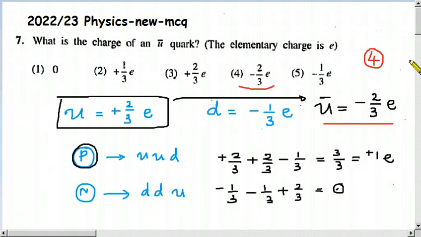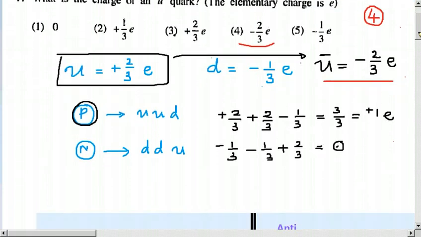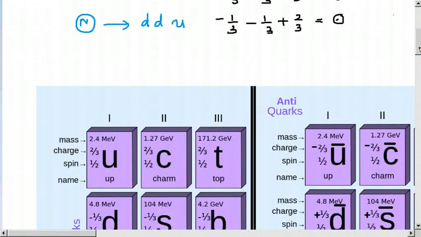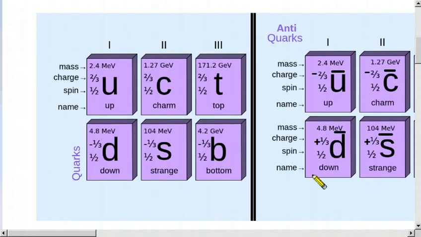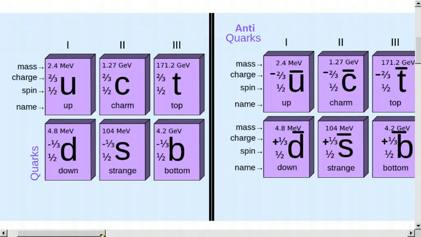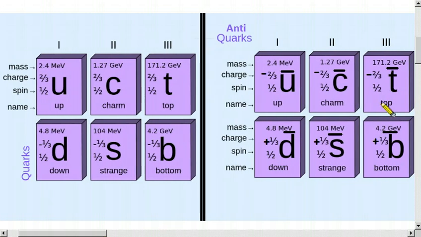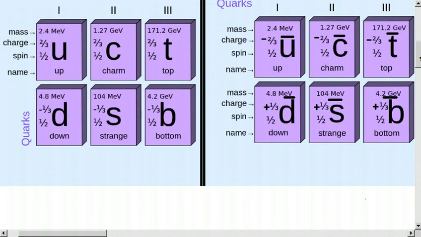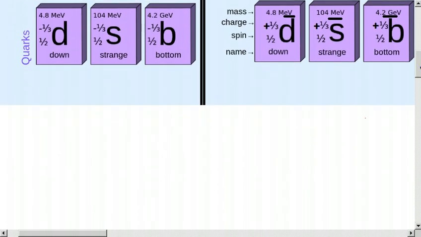So therefore children, we have to improve our knowledge about particle physics little by little, because they are asking deeper things. So this chart you can keep in your mind. So quarks and antiquarks are like this. So if you remember this chart, you can easily answer the questions of that type.